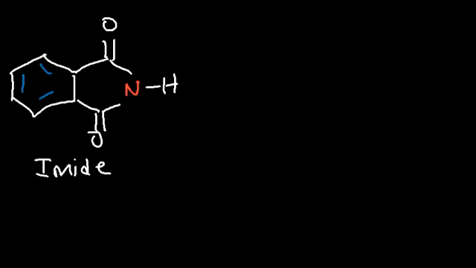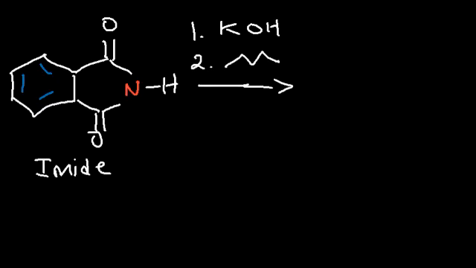Now, there's two versions of the Gabriel synthesis reaction that you need to be aware of. Let's talk about the first version. The purpose of the Gabriel synthesis reaction is to produce primary amines. In the first step, we are going to add potassium hydroxide in water. In step 2, we're going to add an alkyl halide, in this case 1-bromobutane. And in step 3, we're going to add hydrazine, H2N-NH2. You can also write it as N2H4 if you want to.